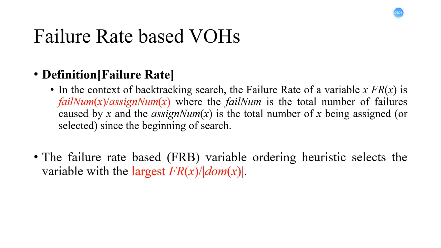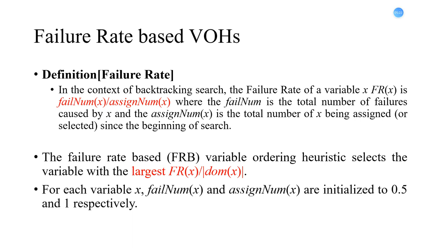The failure rate based variable ordering heuristic selects the variable with the largest FR(X) divided by the domain size of X. For each variable X, the fail number and the assigned number are initialized to 0.5 and 1 respectively. This initialization gives each variable an initial failure rate of 0.5. So if a variable leads to many failures right after the search starts, its failure rate will increase. Otherwise, it may decrease.